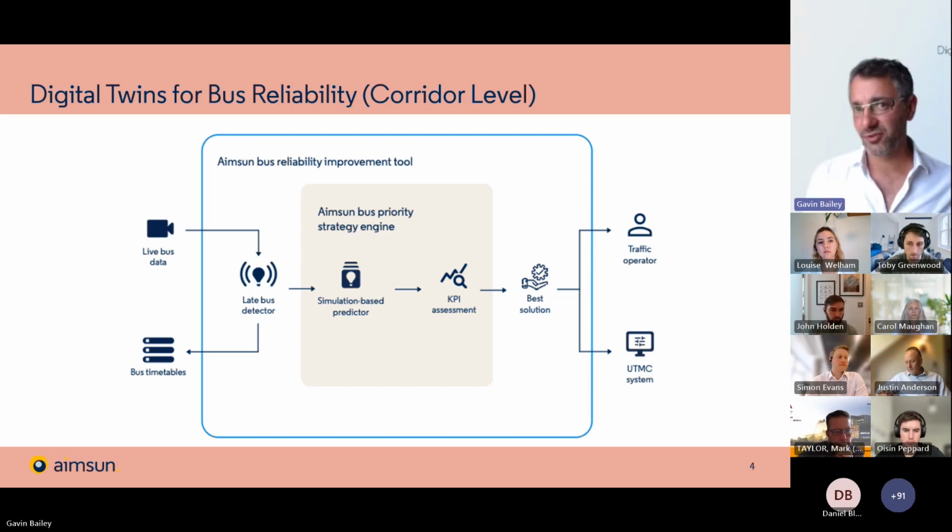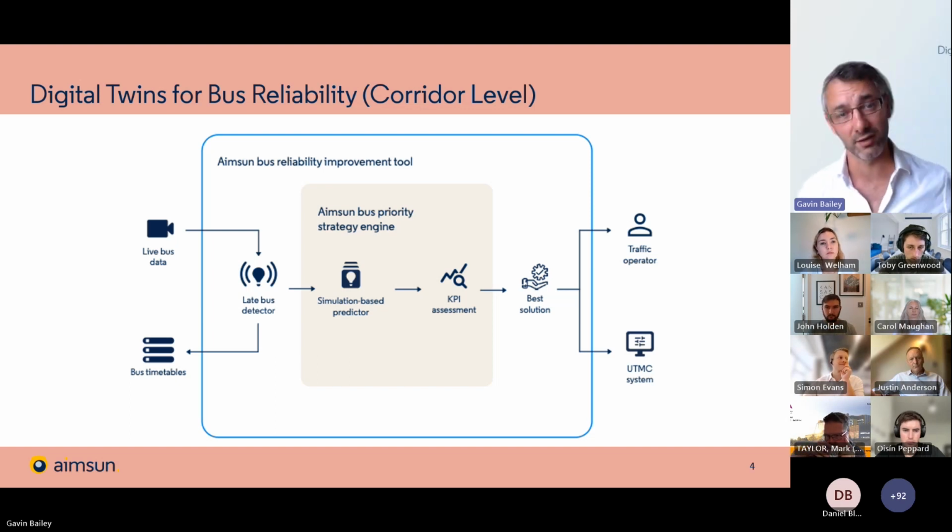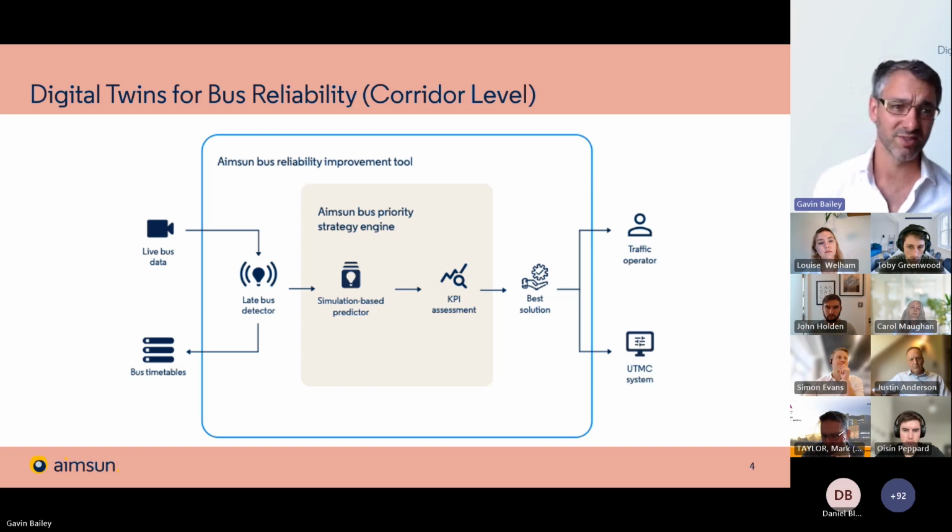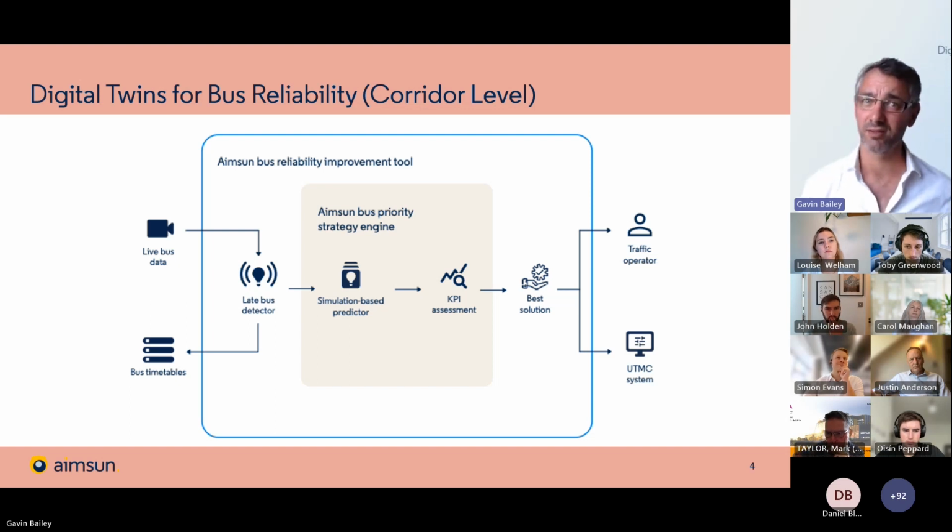This solution differs from current bus priority, which is predicated on an onboard sensor on a bus communicating to on-street infrastructure. If a bus is running late, the sensor on the bus will ping the on-street infrastructure saying, "I'm late, give me priority at this junction," and it will get a green light or a green wave through a series of junctions. This can sometimes be to the detriment of other buses on the network, or can sometimes lead to unwanted congestion.